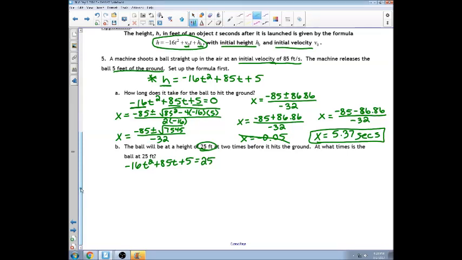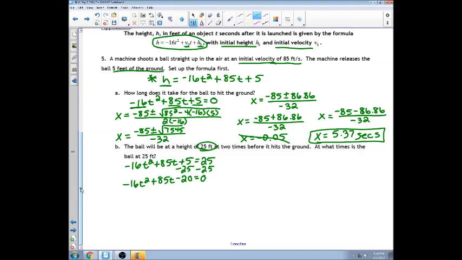Okay? So now I have to have it set equal to 0 to use the quadratic formula. So I'm going to subtract 25 from both sides. That will give me negative 16t squared plus 85t plus 5 minus 25, which is negative 20, all equal to 0. Okay? Now that I have it equal to 0, I can use my quadratic formula.